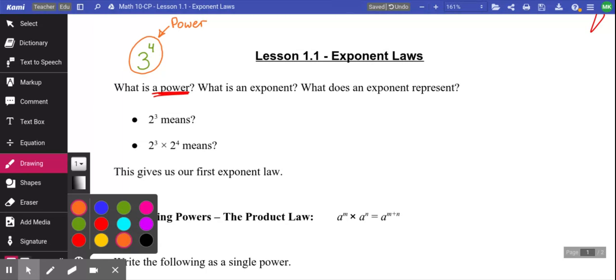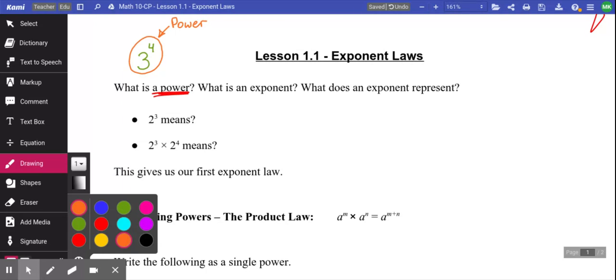Is this where we like adding and subtracting? Yeah, that's what we're going to be doing. So the whole thing is called a power. So when you hear me say, like, write it as a single power or any sort of terminology like that, that's what I'm referring to, the entire thing.